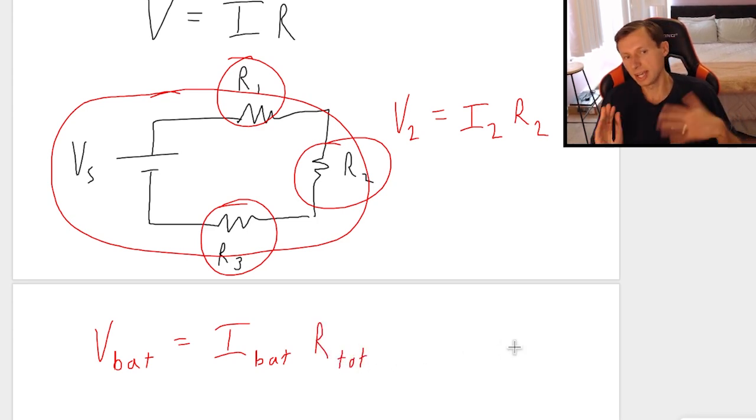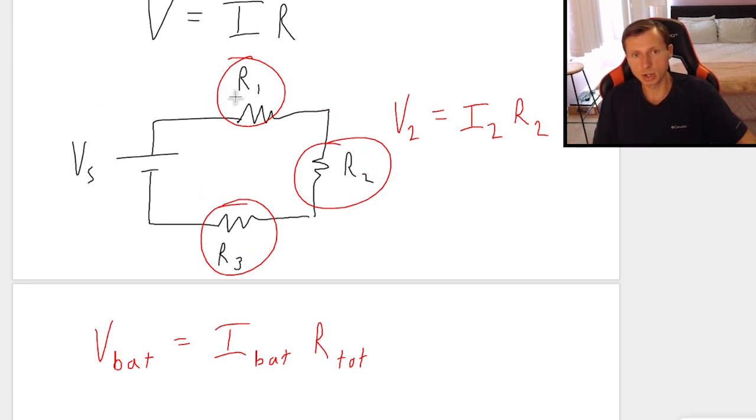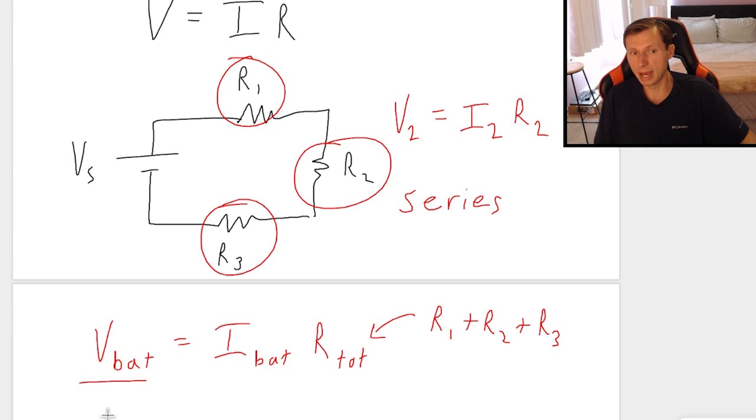In other words, yes, I am looking at the voltage in the battery. I'm looking at the current going through the battery. But the resistance is the total resistance. In this case, because R1, R2, and R3 are all in series, I would say R total would just be R1 plus R2 plus R3. And since usually I'm given the voltage in the battery, you can make up a number, 10 volts, I don't care. I still do not know the current at all.